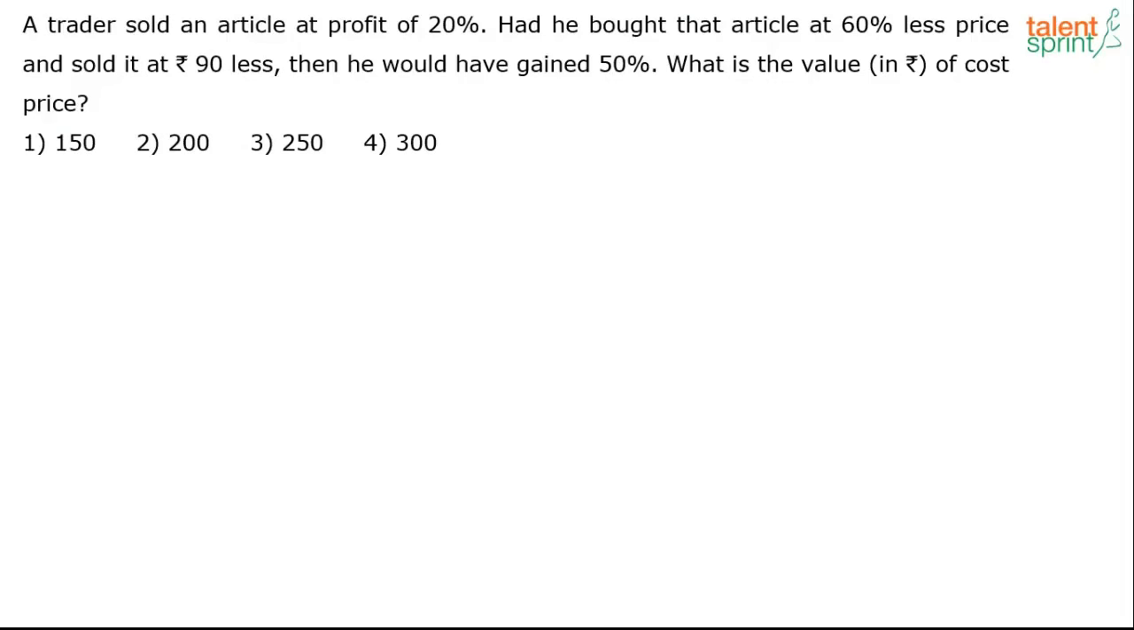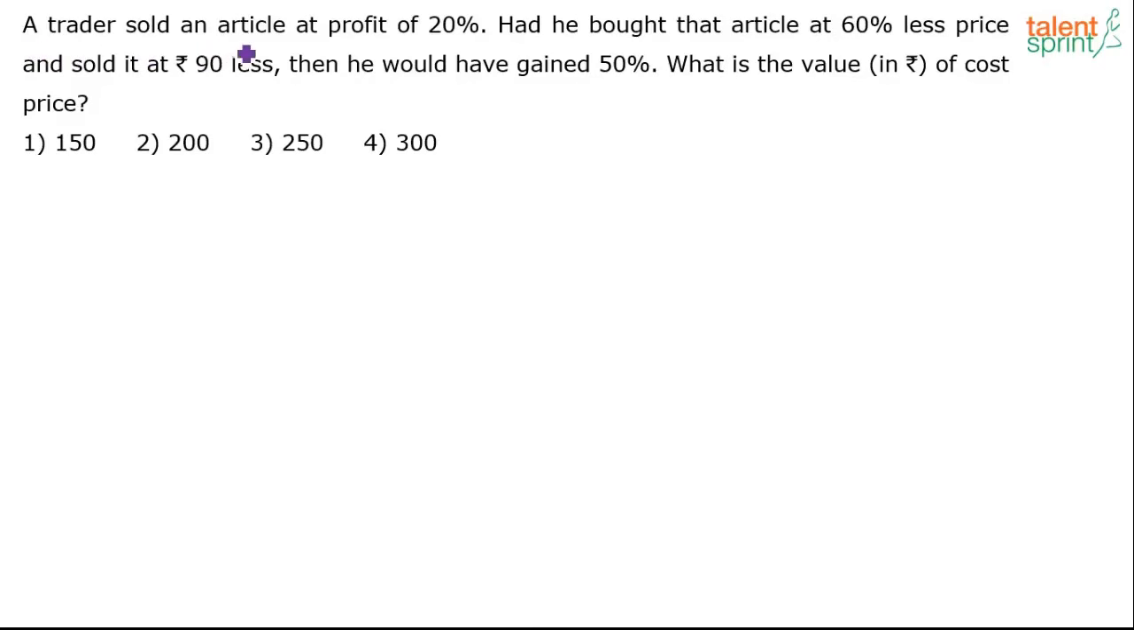So let me present the next question. Here's the next one. A trader sold an article at a profit of 20%. Had he bought the article at 60% less price and sold it at rupees 90 less, then he would have gained 50%. What is the value of the cost price? What is the cost price basically? A standard question. It's just that the numbers are different, right? Standard one, you should be able to solve this in like 30-35 seconds. Got it? 150. Okay, let's take this now.